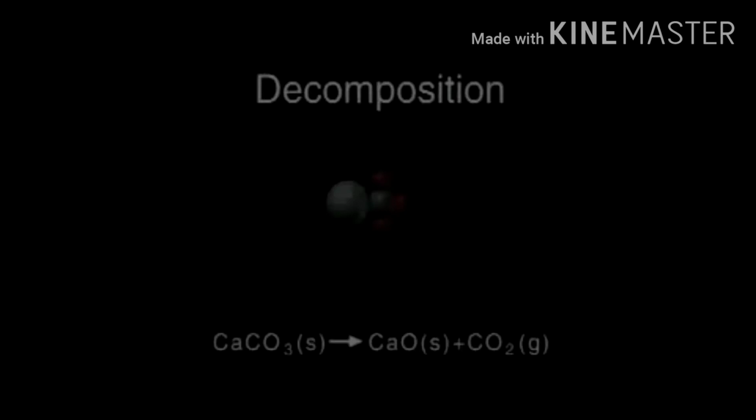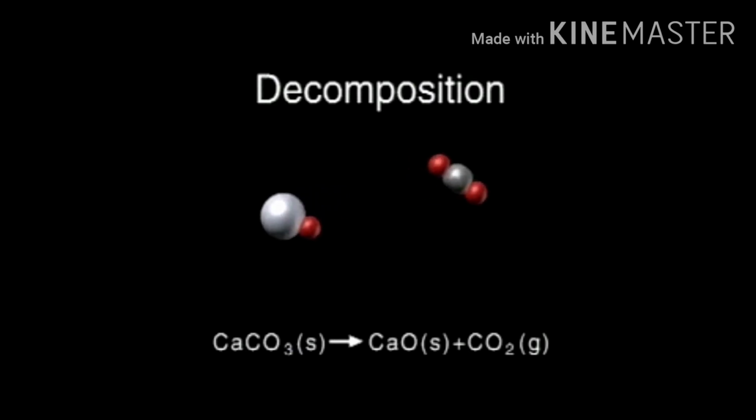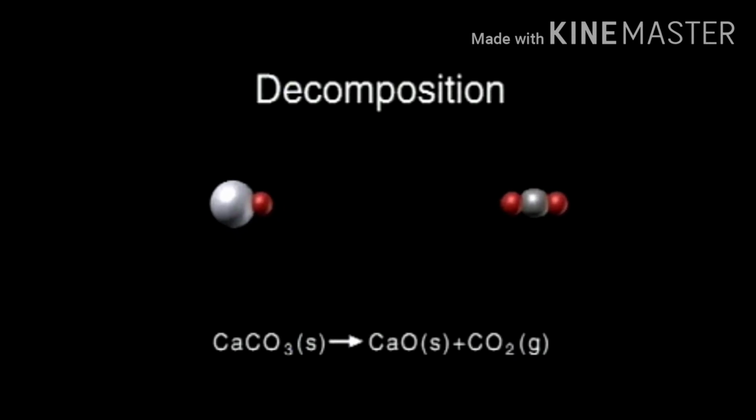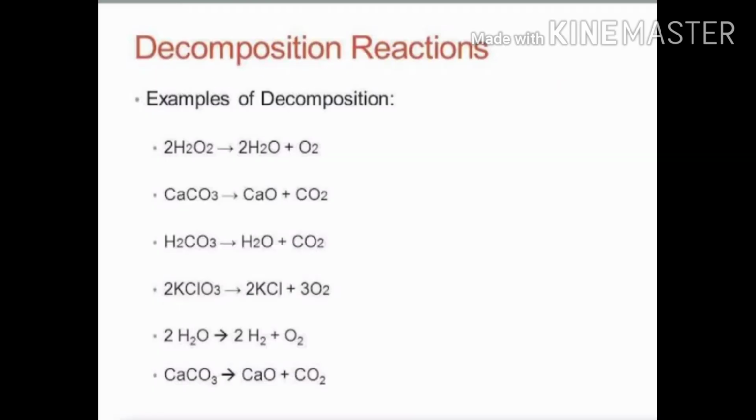Second is decomposition reaction. In this one, a reactant breaks down to form two or more products. There are basically three types of decomposition reactions: thermal decomposition, electrical decomposition, and photochemical decomposition reactions. These are some of the examples of decomposition reactions. Let's talk in detail about their types now.